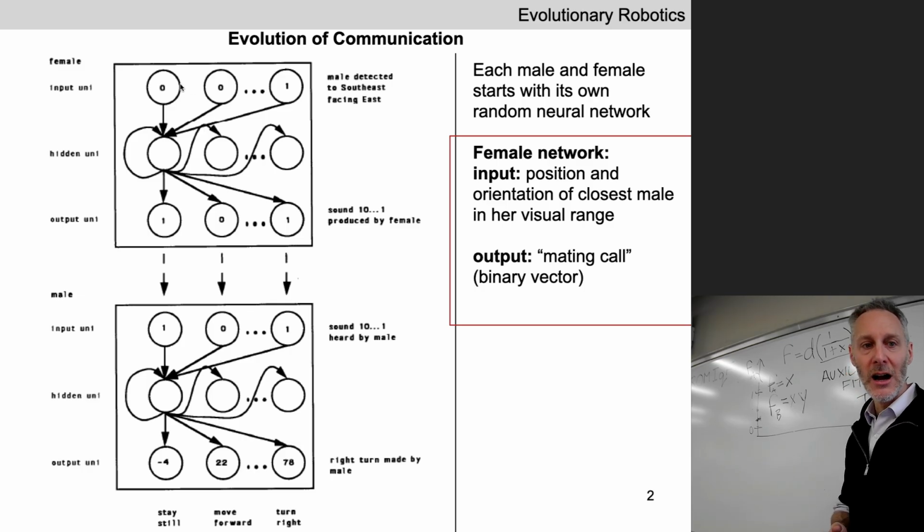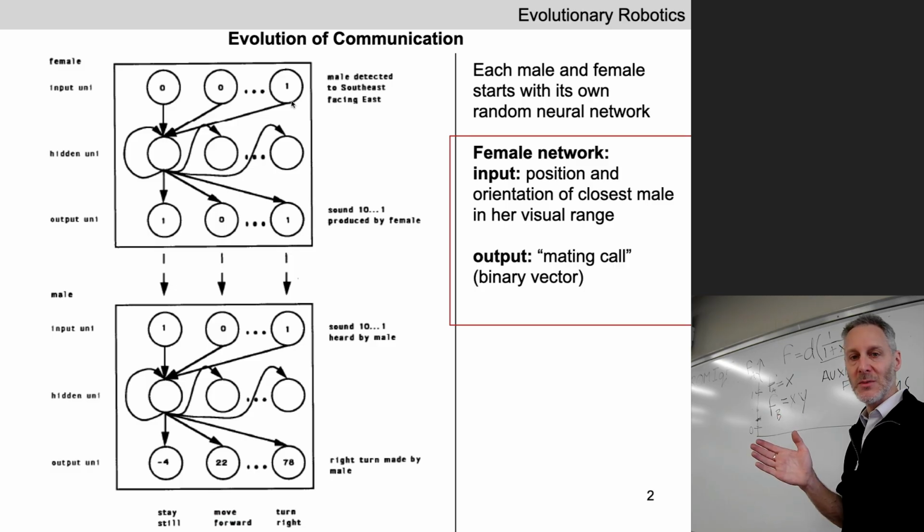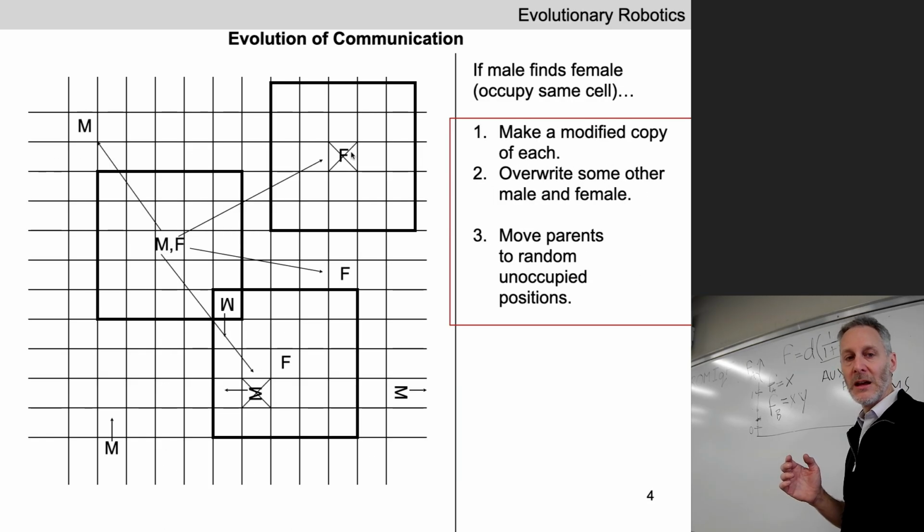So let's start with the females. As I mentioned before, the females can see, but they cannot hear. So what arrives at the input layer of each female neural network during each time step of the simulation? What arrives at the input layer is the position and orientation of the closest male to her in her visual range. I'm going to just jump ahead for a moment.